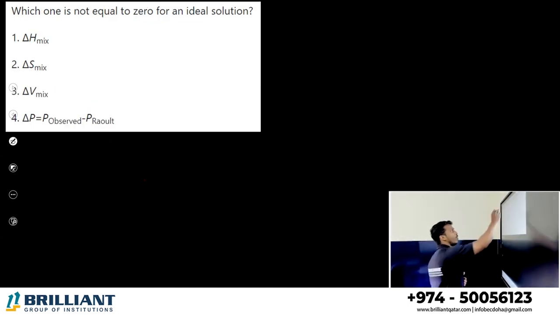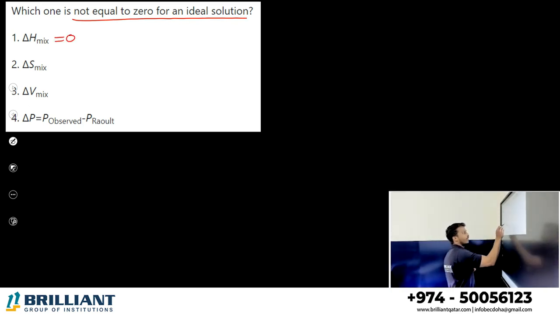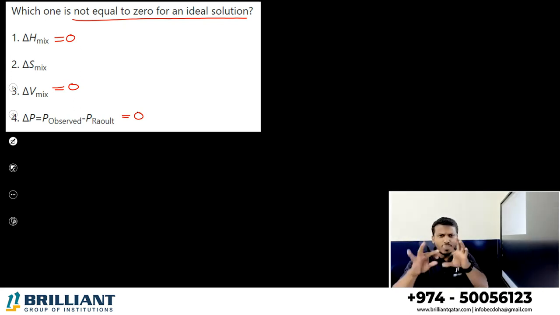Which one is not equal to 0 for an ideal solution? Delta H mixing, we discussed, equals 0, delta V mixing 0, change in pressure also 0. But delta S mixing, what is delta S? Entropy of mixing. You know what entropy is, you studied in 11th grade. Total degree of randomness. The more the randomness, the more disorder in the system, the more positive is the entropy.